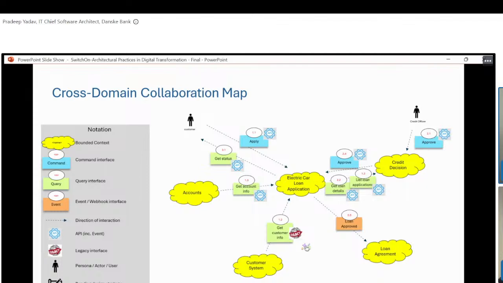And one of the tools is the cross collaboration domain map we use in our bank, basically to visualize and collaborate with cross domain functionalities. It is not a very standard one, we have created it, and it's influenced by the context map and bounded context. So this gives a lot of clarity when we talk and plan for EBR and QBR as well.